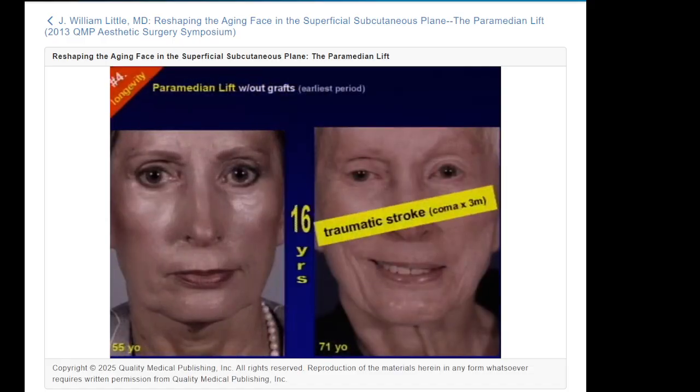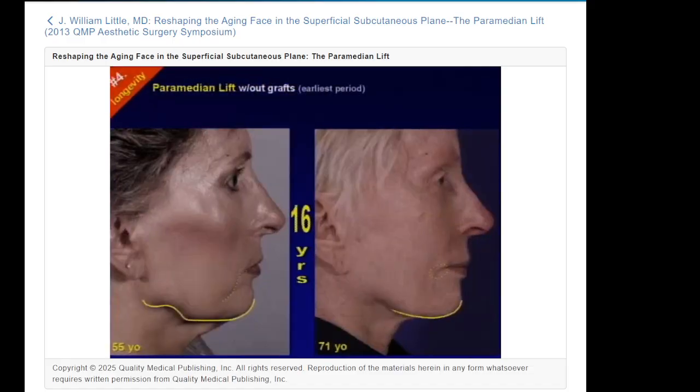Here's a woman who was doing well until she fell down the stairs and was in a coma for 3 months, and she had a stroke on one side. But if you look at the non-stroke side, because I only did a mini lift on that side, I had to do the whole other side of the face over. It's held up very well after 16 years.